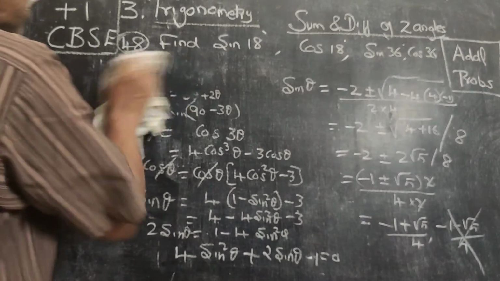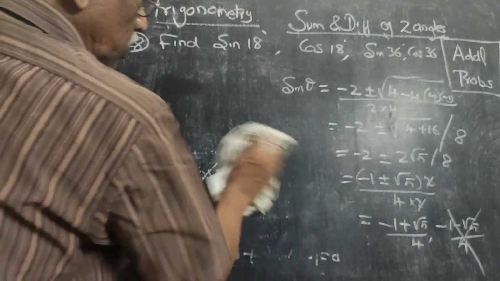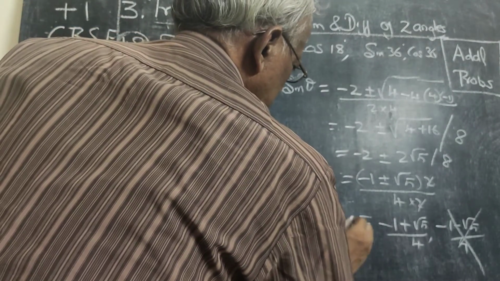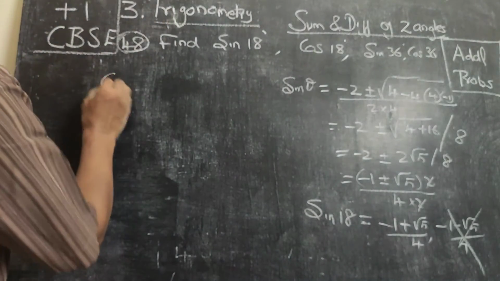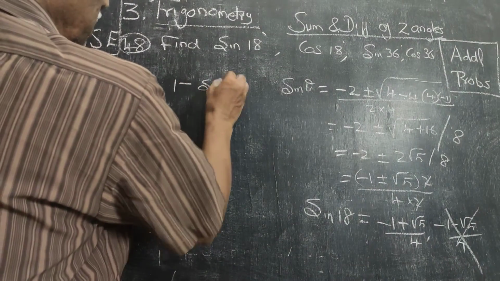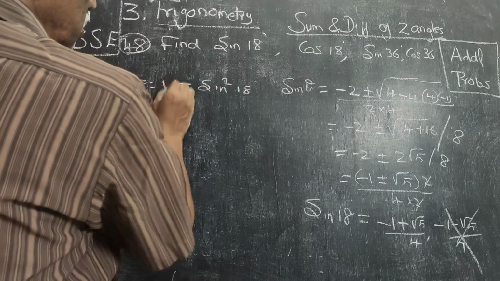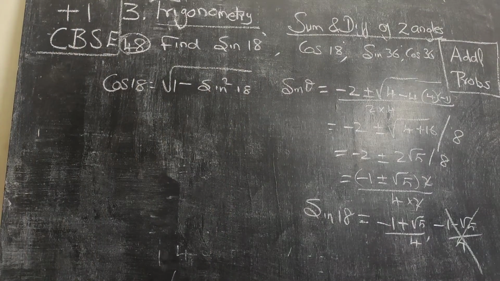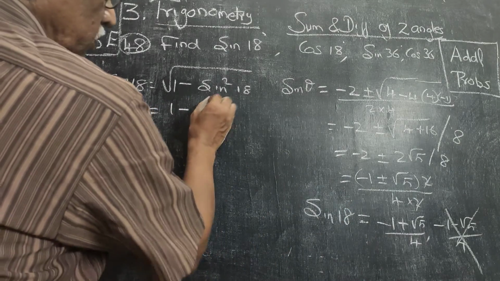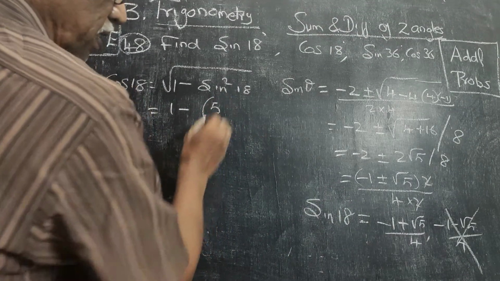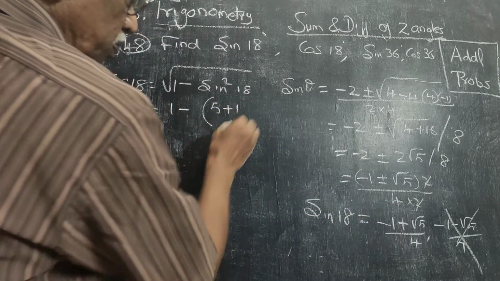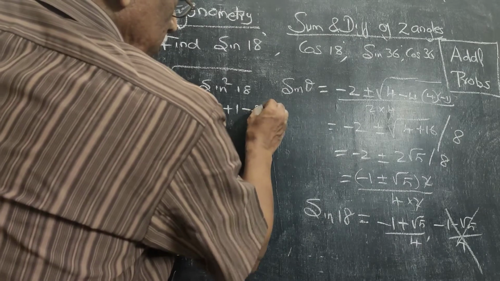Now after getting the sin 18 value, where theta is 18, we got the value of sin 18. Now I go for cos 18. 1 minus sin square theta is cos square theta, so taking the root, I will be getting root of 1 minus sin square of that. Root 5 minus 1, the whole square, is a square plus b square minus 2ab.